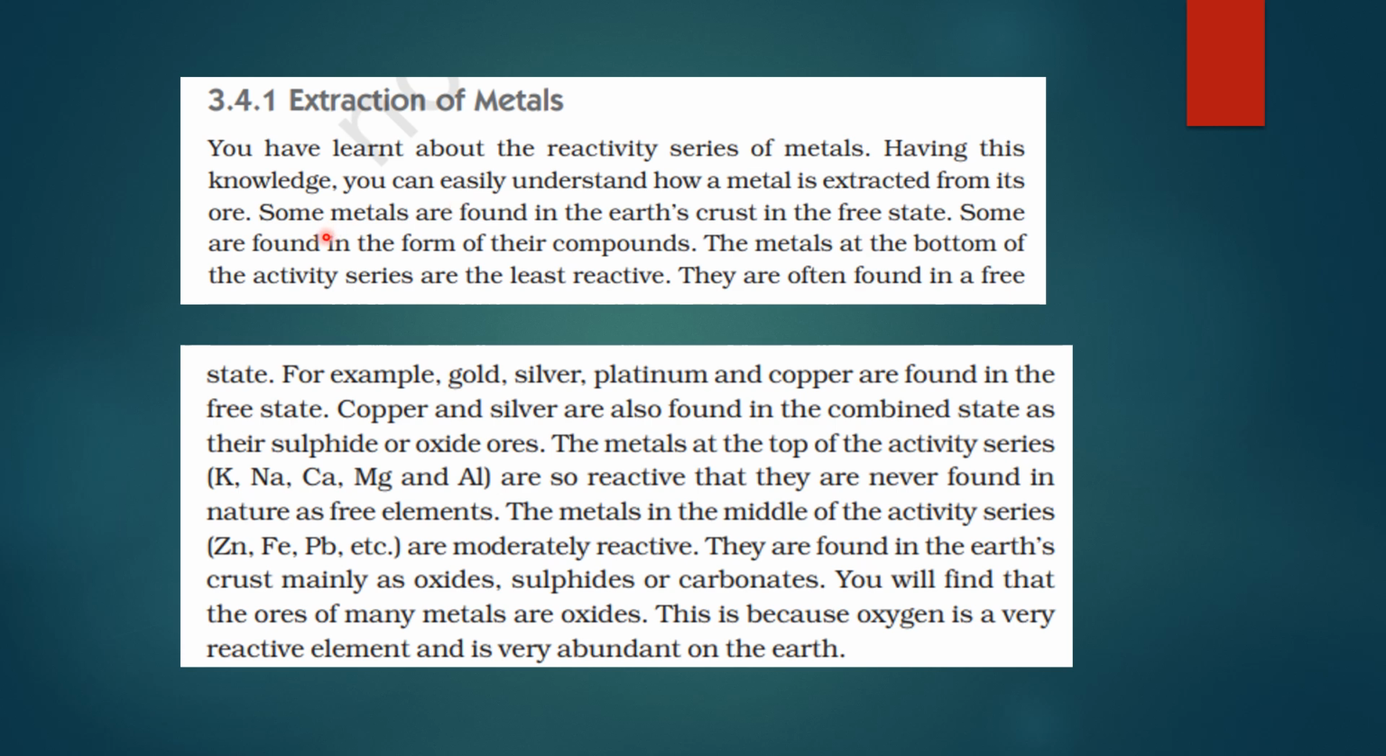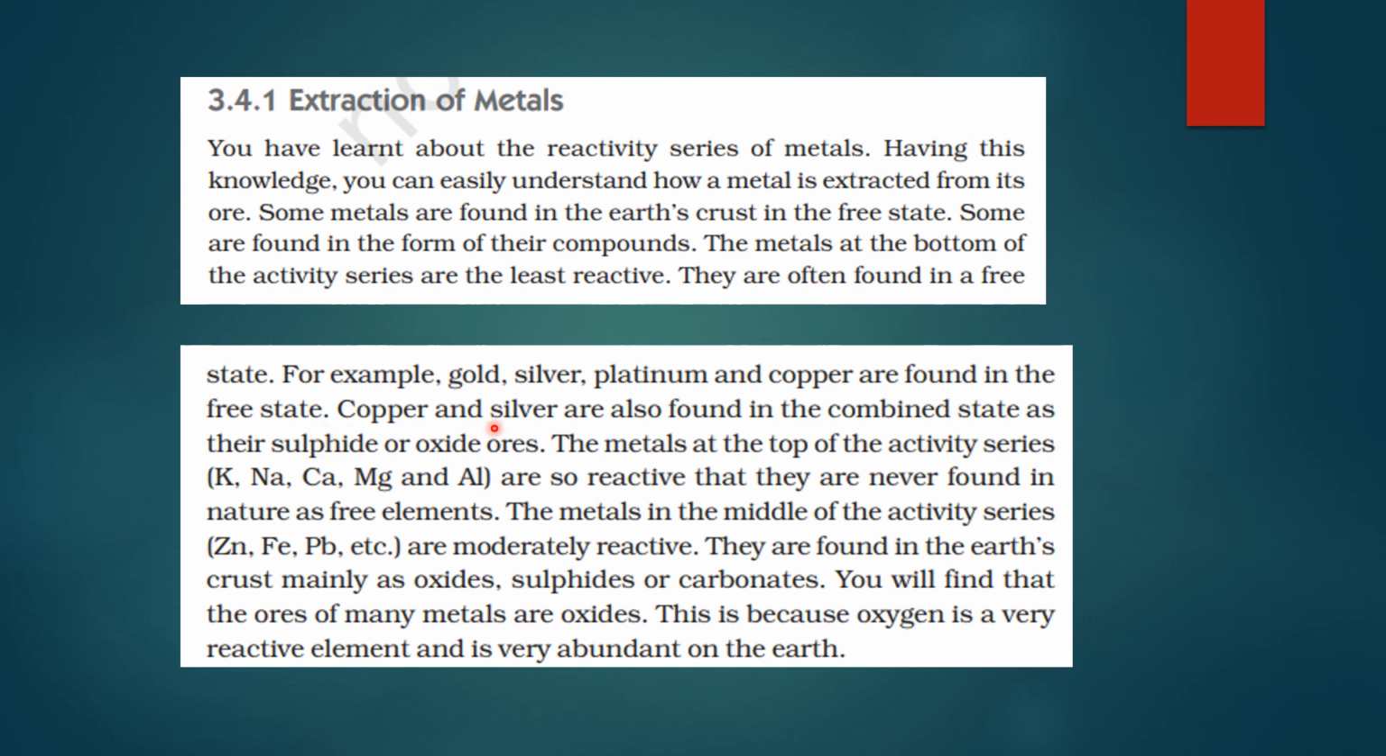Some metals are found in the Earth's crust in the free state. Some are found in the form of their compounds. The metals at the bottom of the activity series are the least reactive. They are often found in a free state. For example, gold, silver, platinum, copper. Free state means जैसे आपने dig किया अर्थ को and somewhere gold will be found. क्योंकि gold कम reactive है तो उसने water के साथ air के साथ react नहीं किया होगा and it will be in the free form only.